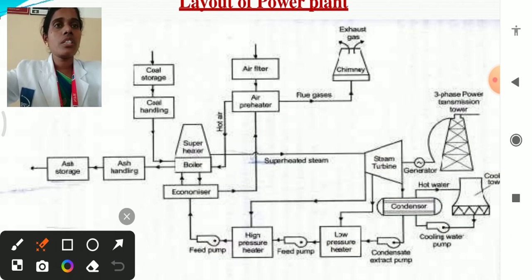So this is the general layout of a power plant. The overall working principle is that coal is given to the boiler. The boiler takes coal as fuel. The boiler, which has water, with the help of this fuel and the presence of air, produces superheated steam. This superheated steam is fed to the steam turbine, which converts the heat energy into mechanical energy.